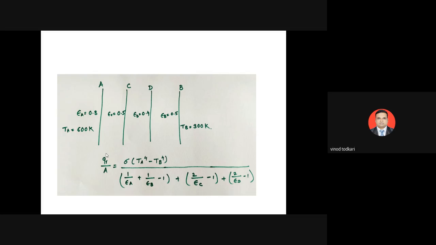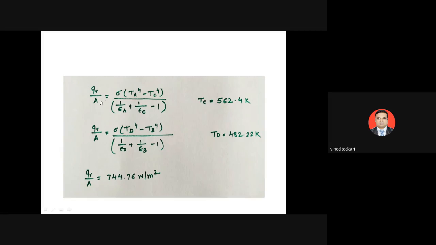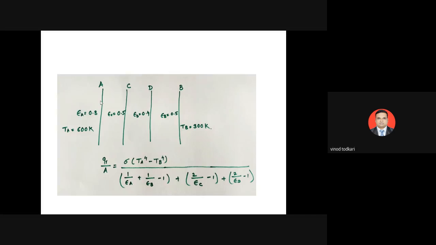Okay, now we have to find the temperature of plate C and the temperature of plate D. How can I find the temperature of plate C? For that, I have to consider exchange between A and C. Now for A and C, what equation can I write? QR upon A is equal to sigma into bracket Ta raised to 4 minus Tc raised to 4 divided by 1 upon emissivity of A plus 1 upon emissivity of C minus 1. So if I use that formula, I will get the temperature of plate C.